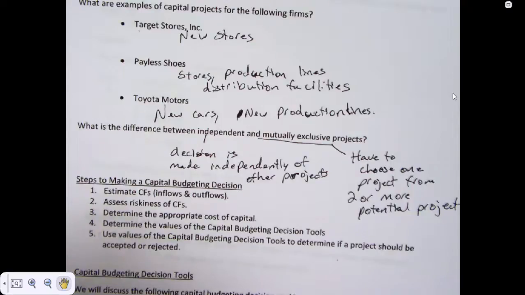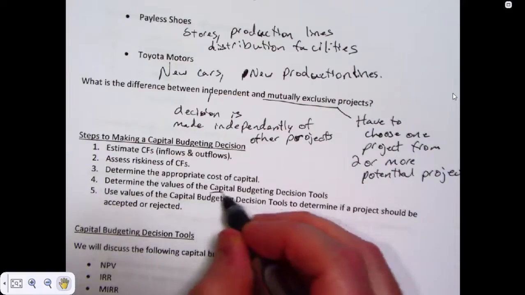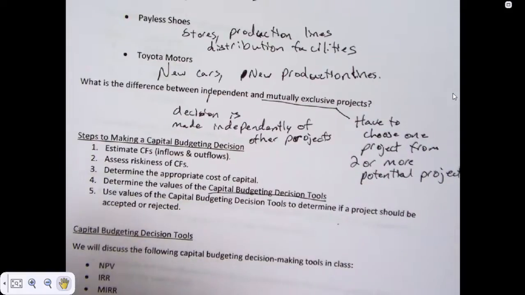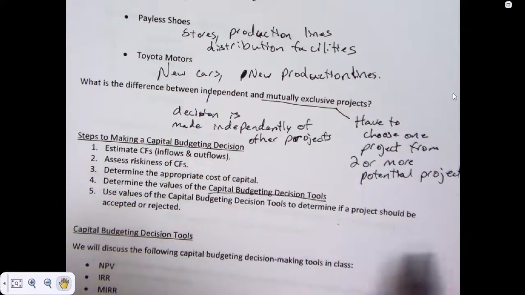Determine the appropriate cost of capital. That's what we did last week. We worked through some examples on how to calculate the weighted average cost of capital for a firm. You made decisions about that in your last case. Determine the values of the capital budgeting decision tools. That's what we're going to focus on tonight. And then also use values of the capital budgeting decision tools to determine if a project should be accepted or rejected. We're also going to do that this evening.